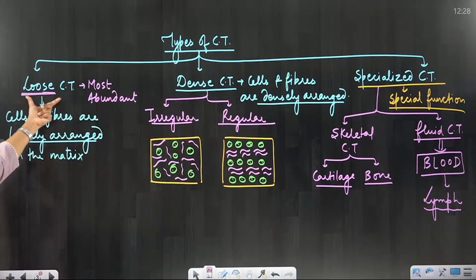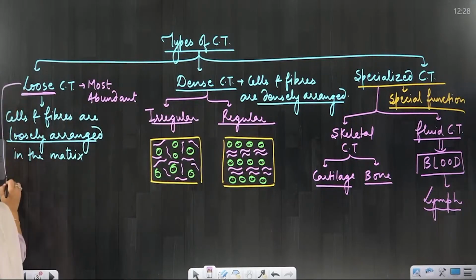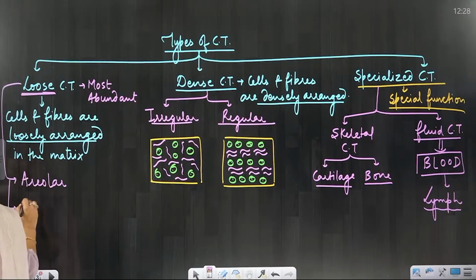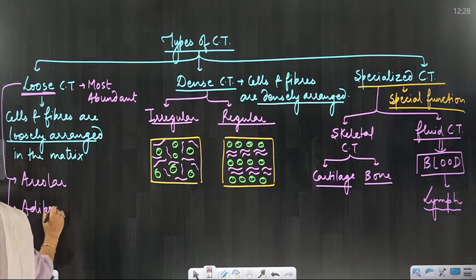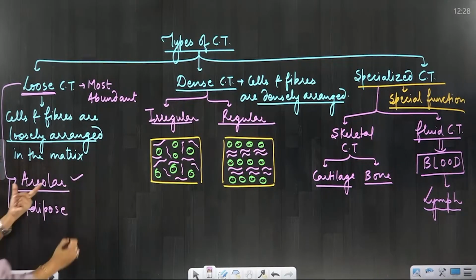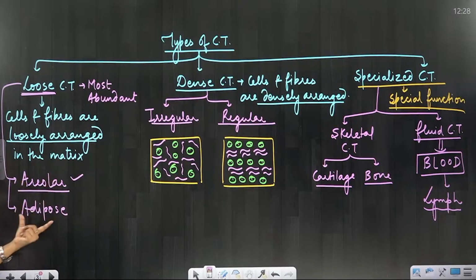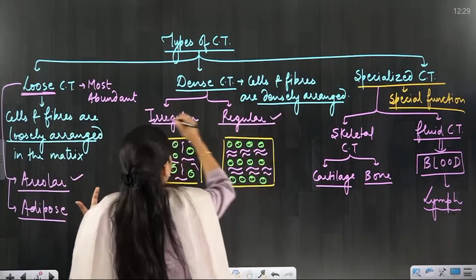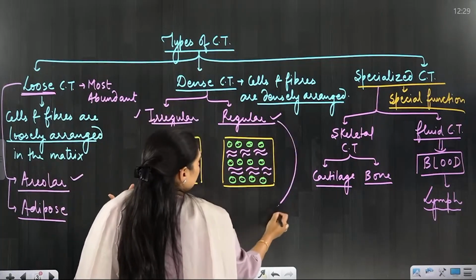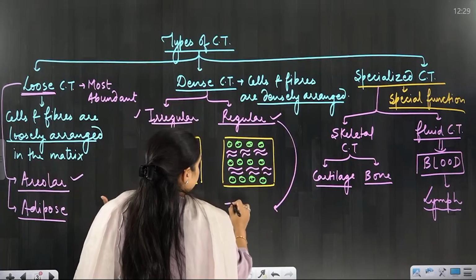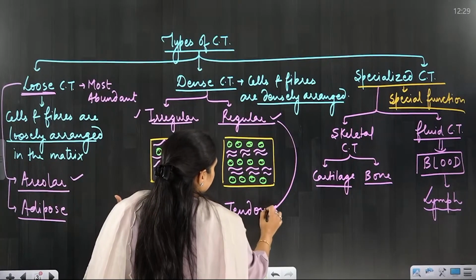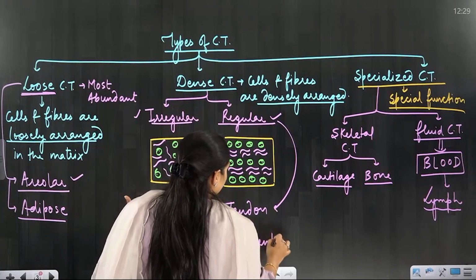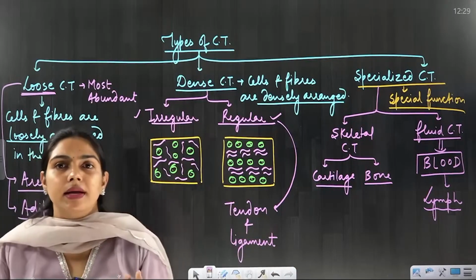If you look at loose connective tissue, there are two types in loose connective tissue. One is areolar tissue, one is adipose tissue. This areolar tissue is the most abundant among these two. Then dense connective tissue, regular and irregular. Regular is also of two types. There can be tendon and ligament. Have you heard of tendon and ligament, beta? Have you heard of tendon and ligament?